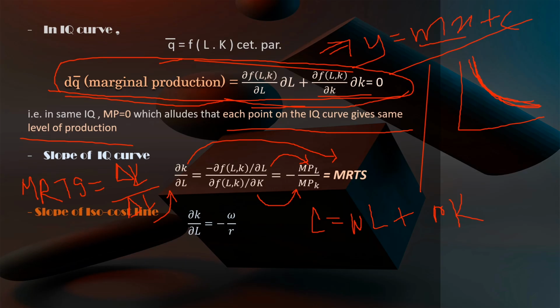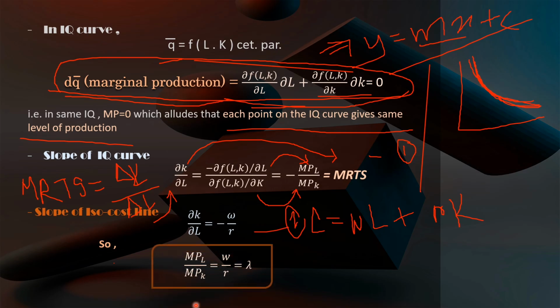Now if we equate both these equations, let's say this is equation number 1 and this is equation number 2, we are going to get this equation right here. And let's say this is equal to a constant, lambda. The reason why we are equating this to a constant is because we use this formula to find the optimal combination of factors, which we'll be discussing next.